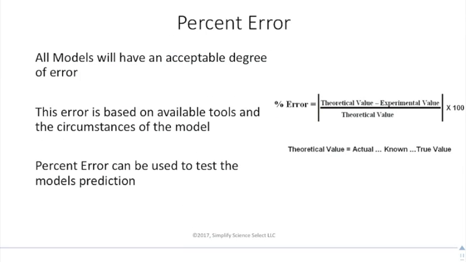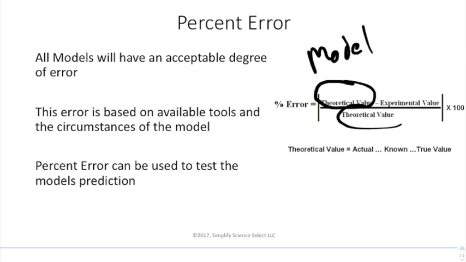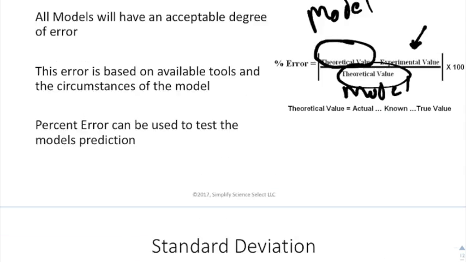Now, whenever we're testing to see whether a model is correct or incorrect, you want to look at it in terms of percent error. So all models will have an acceptable degree of error. It depends on what model you're looking at and what your instruments are. There are a lot of factors that go into determining what is an acceptable percent error. Okay, but percent error can be used to test the model's prediction. You have the theoretical value, which is what the model tells you. It's your prediction. It's the book value. And then finally, you have the experimental value. In theory, you'd get a 0% error for a good model, but that's just not likely. You should always have some built in error just because of the limitations of your measurement tools.